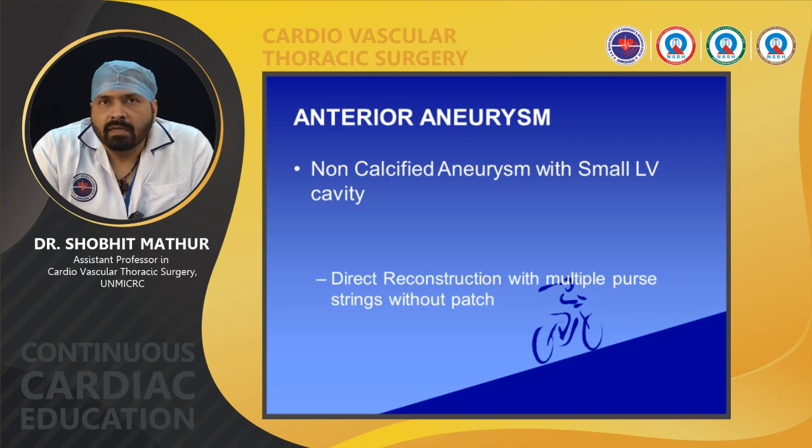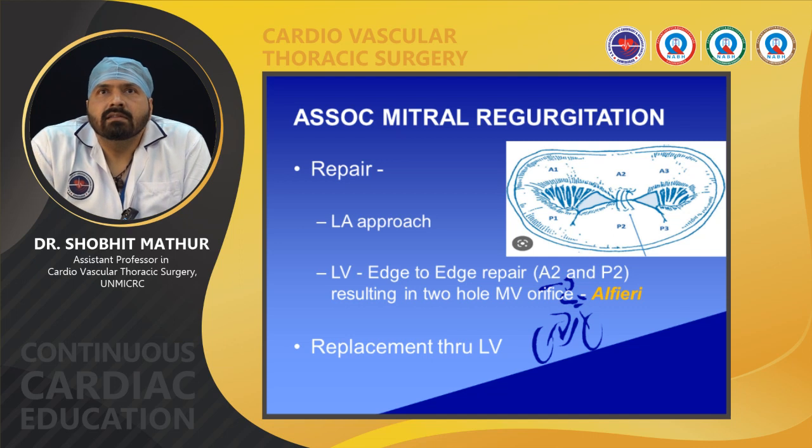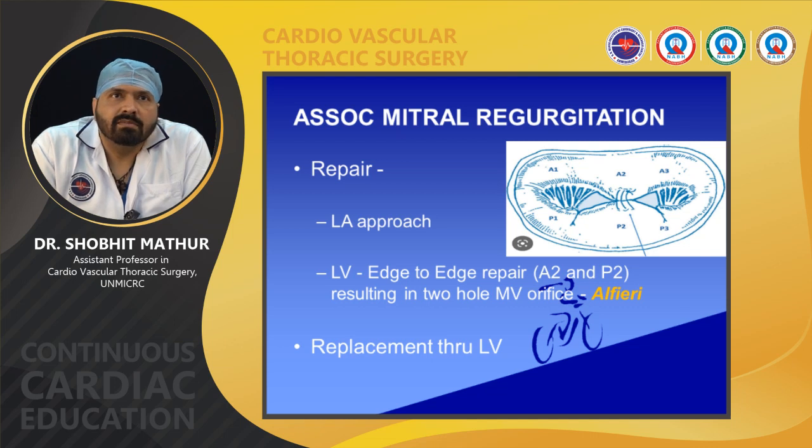Sometimes we might encounter LV aneurysms that have a very small LV cavity. So in such cases, direct reconstruction with multiple purse string sutures is described and no patch is to be used. If an associated mitral regurgitation is there, then there are two approaches. Either we can repair the mitral valve or we can do a replacement. A repair has to be done from the LA approach, or an LV approach can also be used. The classical technique described for repair is the Alfieri stitch, that is stitching A2 and P2 together. In the diagram we can clearly see that the Alfieri stitch has been taken that leaves two mitral valve orifices.